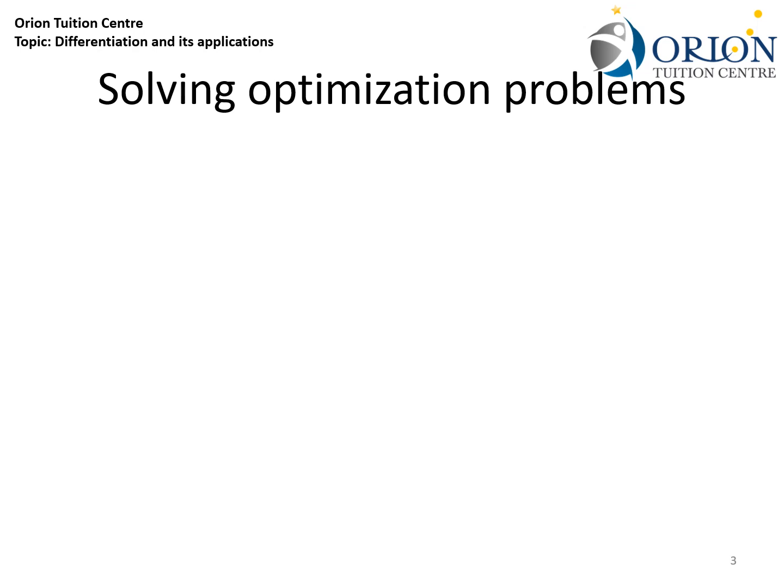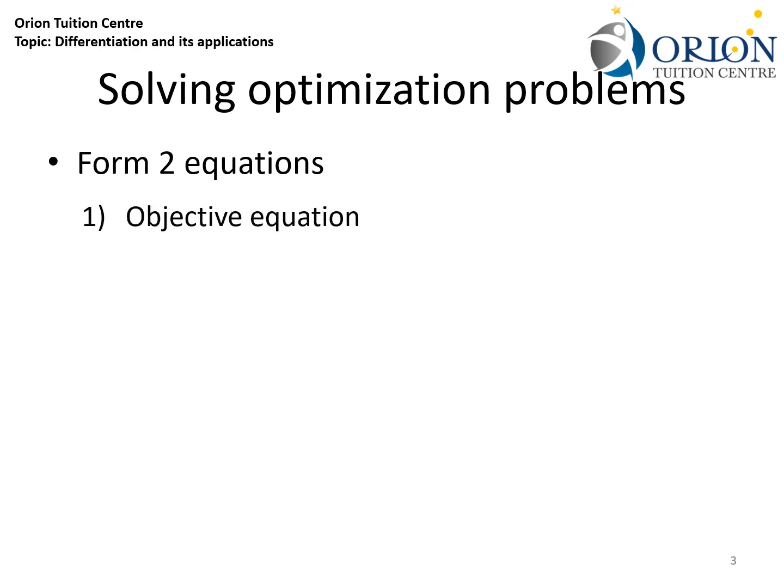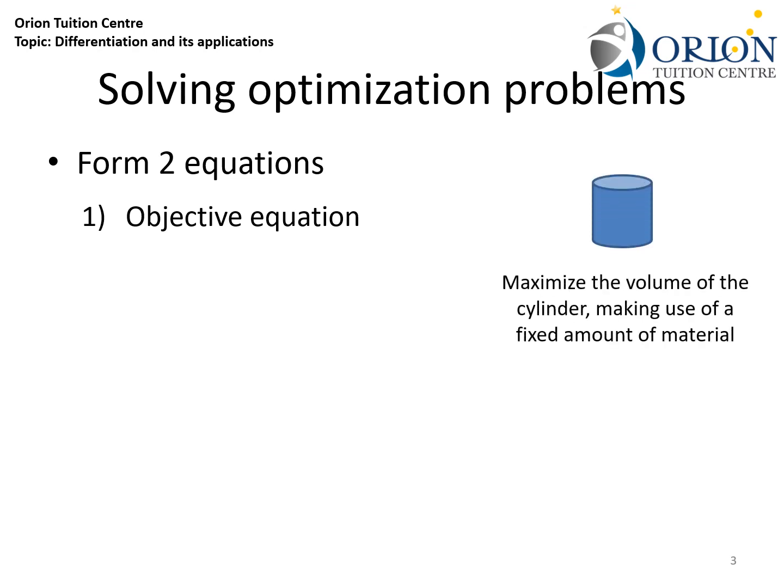To solve optimization problems, we must thus always form two equations. The first equation is called the objective equation, which is the equation we want to optimize. Using our earlier example of the cylinder, the objective equation will thus be the volume of the cylinder. Usually, when we form the objective equation, it will consist of two independent variables. And in this case, they will be the radius and the height, as given by the relation V equals pi r squared h.